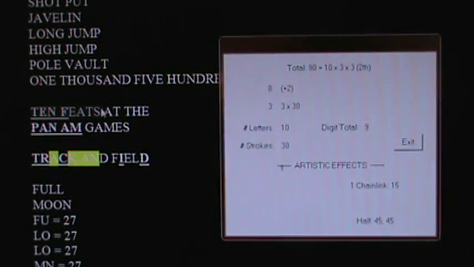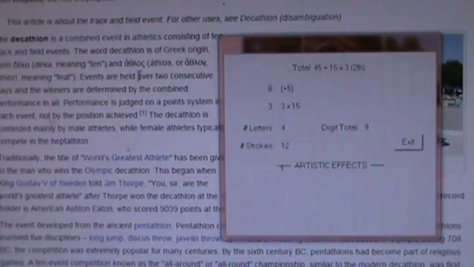Pan Am Games, 45 plus 45. 10 feats, 45 plus 45 slicing in half. 5 letters on the left equal 45. 5 letters on the right equal 45. In this case, it's 4 letters on the rest equals 45. So that's cool, that a decathlon is 10 feats.